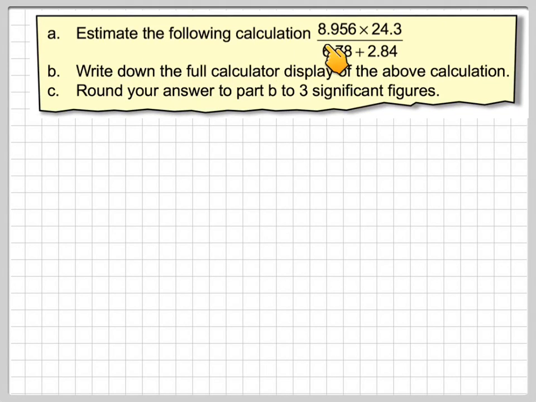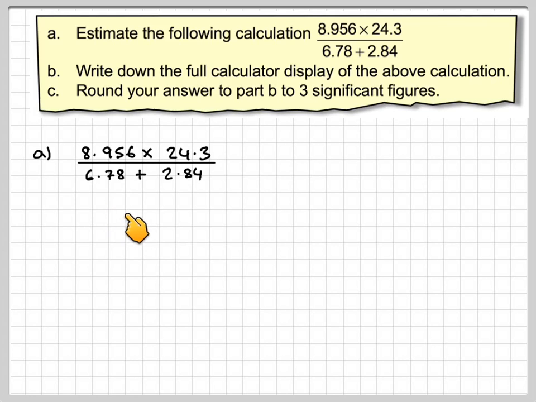Estimate the following calculation, which is 8.956 times 24.3 divided by 6.78 plus 2.84. Write down the full calculator display of the above calculation and round your answer to part B to three significant figures. So we've got 8.956 times 24.3 divided by 6.78 plus 2.84.